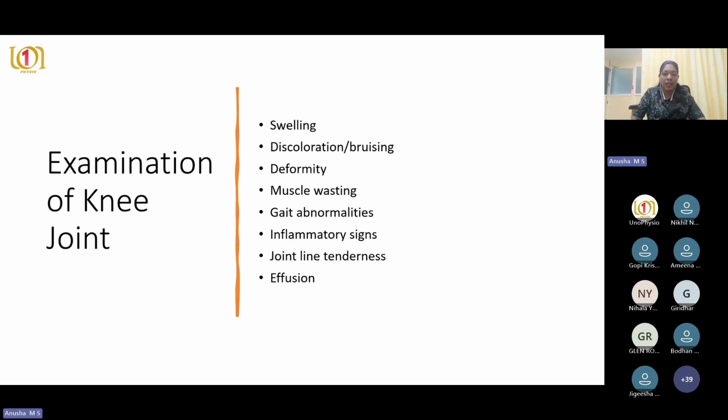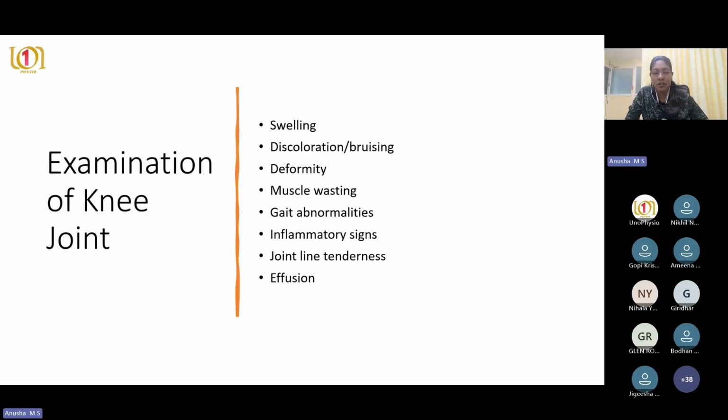So when we examine the knee, if you get a patient and you are seeing some swelling in the knee, you should first check the history of the patient, whether it's a traumatic or a non-traumatic event. If it's traumatic, obviously you should know the mechanism. You should ask them how it happened, to know what mechanism caused this injury.